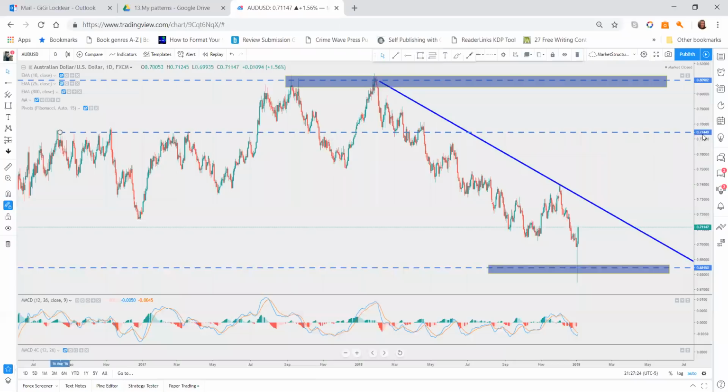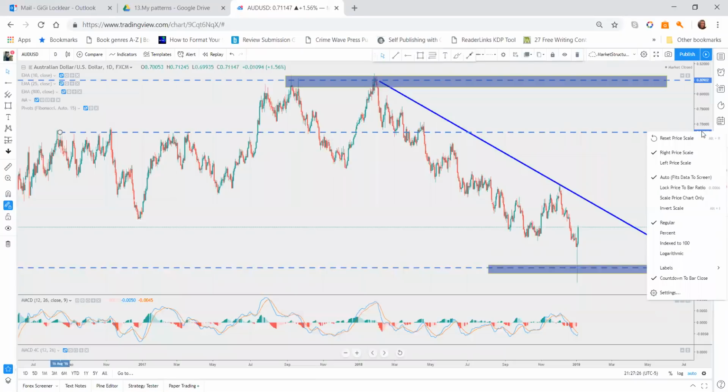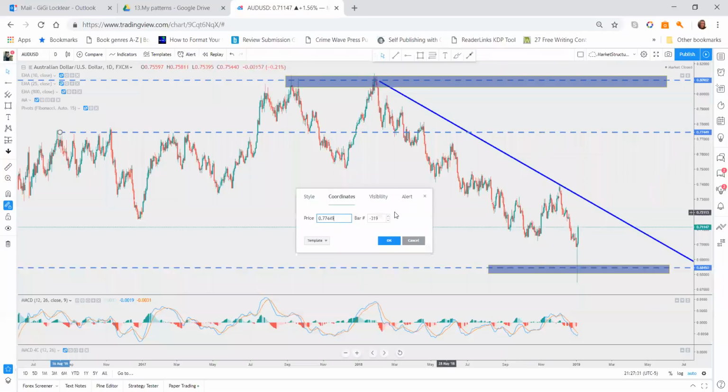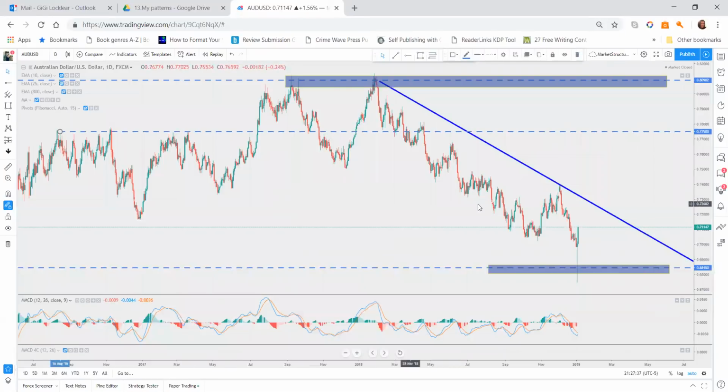That looks like 0775. And you would look for one more area, and you use these as your take profits. Right here's a good area, 073.